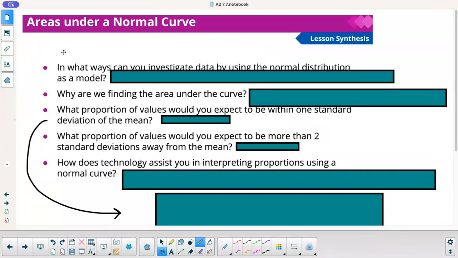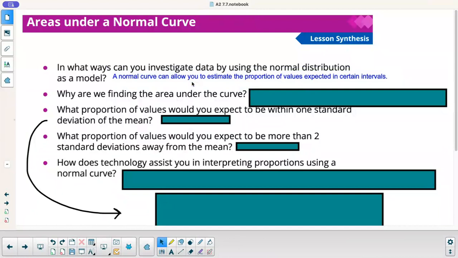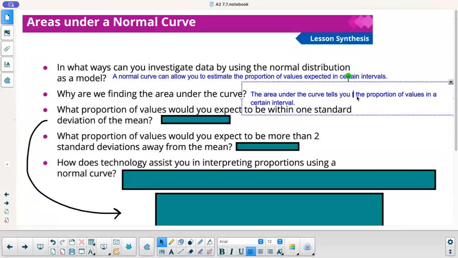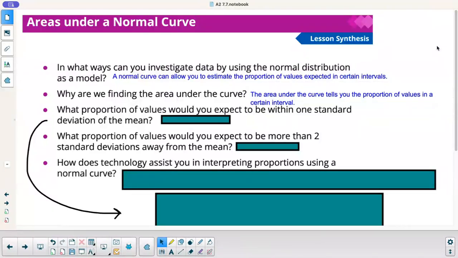All right, last thing here, a couple of questions tied all together for our lesson synthesis. In what ways can you investigate data by using the normal distribution as a model? A normal curve can allow you to estimate the proportion of values expected in certain intervals. Why are we finding the area under the curve? Area under the curve tells you the proportion of values in a certain interval. What proportion of values would you expect to be within one standard deviation of the mean? So the answer is around 68%.